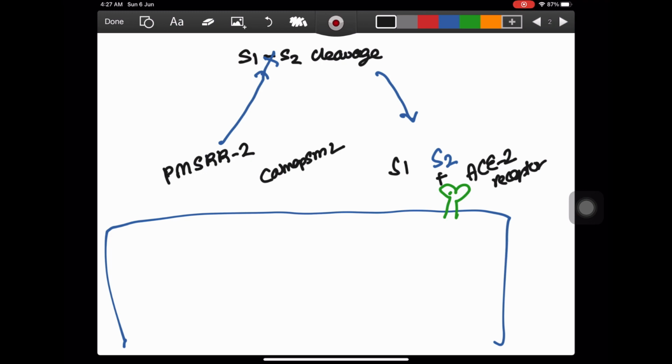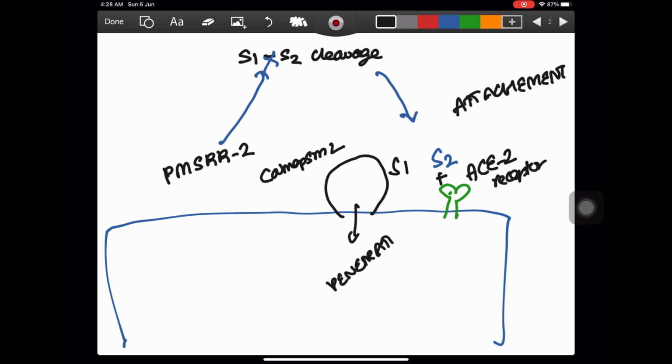Now this S1 causes fusion of the viral membrane with the host cell membrane. So there is attachment with the help of S2 and there is penetration with the help of S1. So the spike protein is responsible for both attachment and penetration, and it is aided by TMPRSS2 and cathepsin L, and it binds to the ACE2 receptors. This is the basics of how a virus enters into the cell, and this is enough for you to understand the mechanism of action of these antibodies.